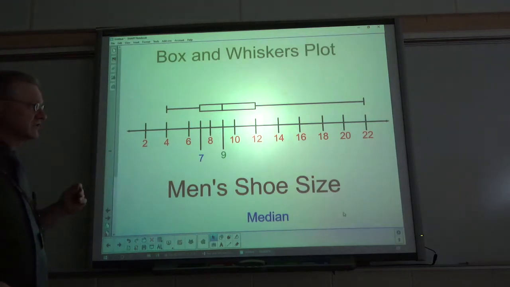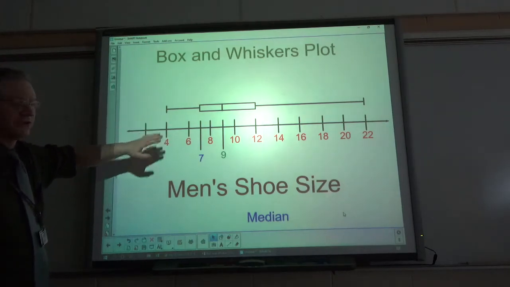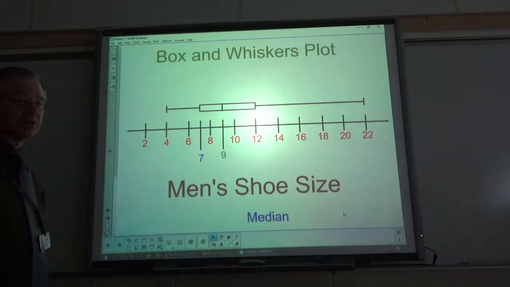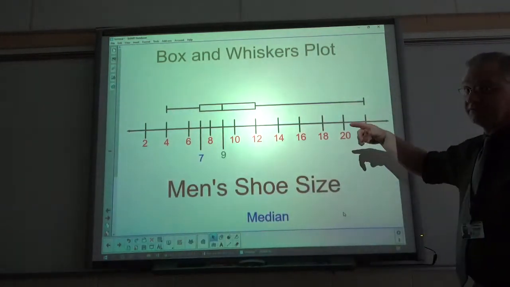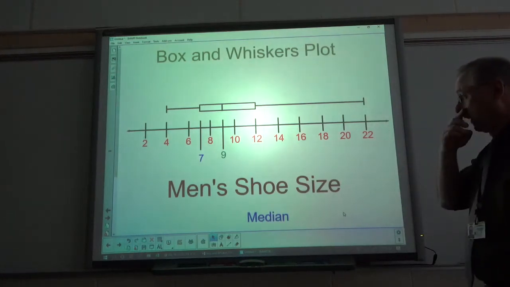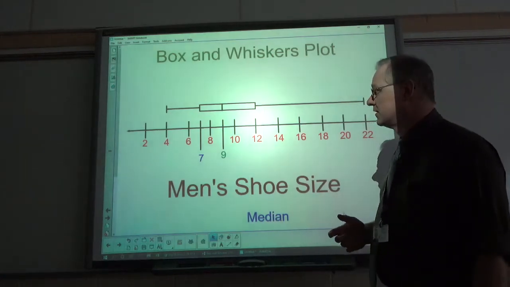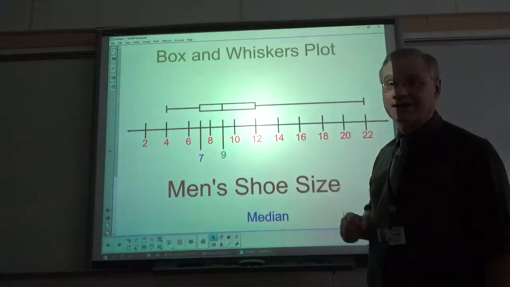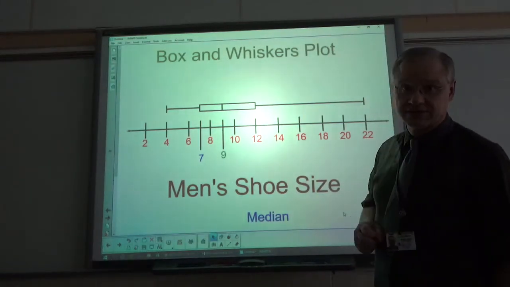Now in a box and whisker plot, the far end we refer to as the lower extreme, and that's on the left end, and the far upper end we call the upper extreme. Then you have the box part. Those are the whiskers going out from the box to the lowest and the highest point of the data.